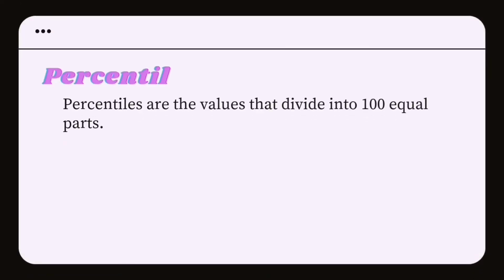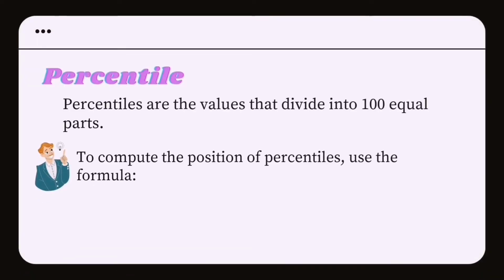Let's now proceed to our last objective, which is the percentile. Percentiles are the values that divide the data into 100 equal parts. So, kung sa quartile, 4 parts, sa decile, 10 equal parts, dito naman sa percentile, 100 equal parts.